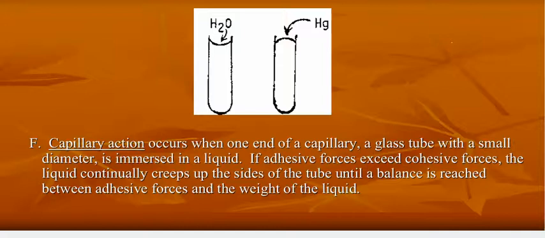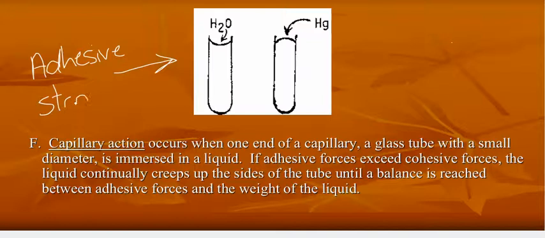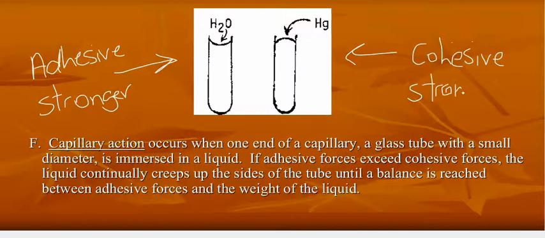Here's a couple liquids, water and mercury. Notice the difference. Water in a test tube forms a meniscus. That is because the adhesive forces are stronger in water than the cohesive forces. So water is more attracted to the glass than it is itself, whereas mercury forms an inverted meniscus because the cohesive forces are stronger in mercury. Mercury is more attracted to itself than to the glass test tube.